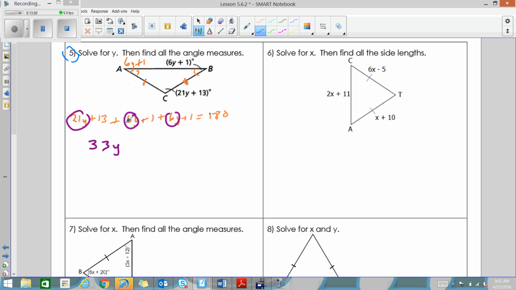Yeah. And then we're going to combine our constants, 13, 1, and 1. So 13, 1, and 1 is 15 equals 180. So now that we've combined all our like terms, now we try to get everything away from our y's. So we're going to subtract 15.